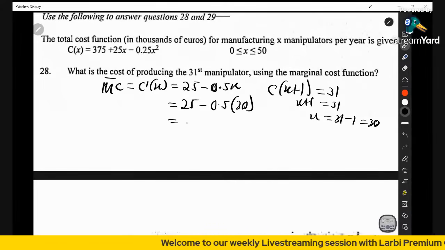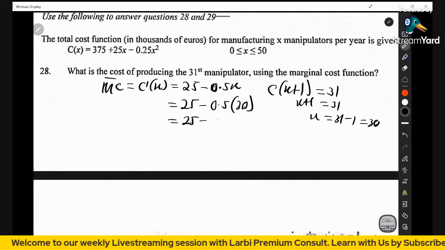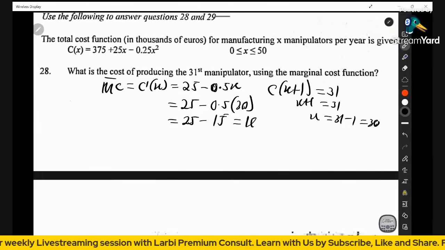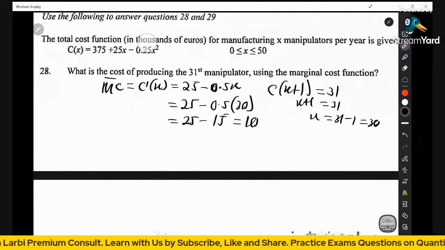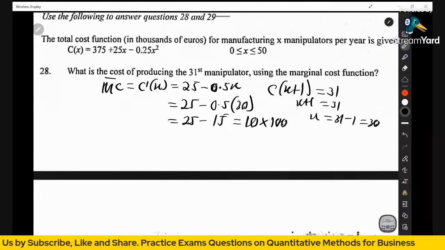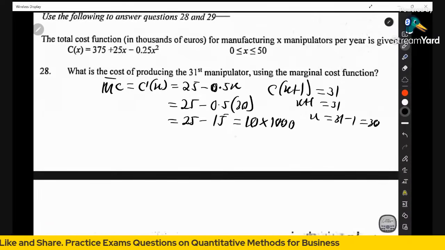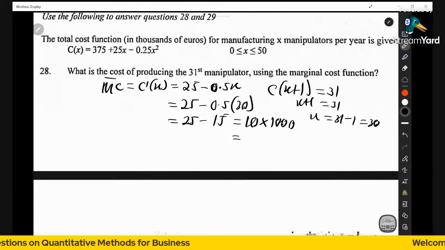So what are we getting? We have 25 here and 15 here, so we are getting 10. But remember, we are told that the total cost function is in thousands of euros, so we multiply by 1,000. That should tell you that our marginal cost of producing one manipulator at the 31st level is 10,000.